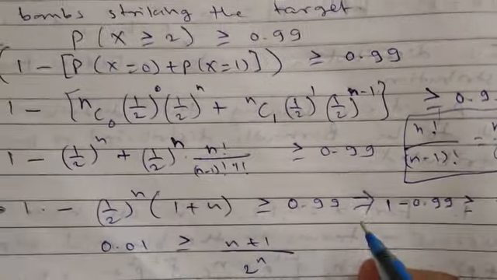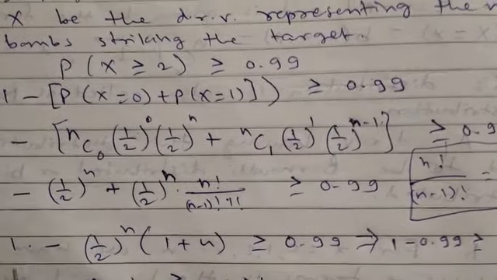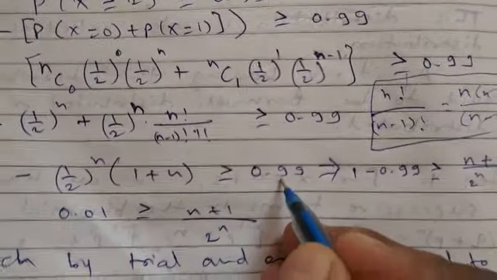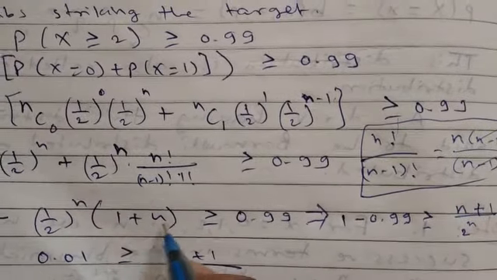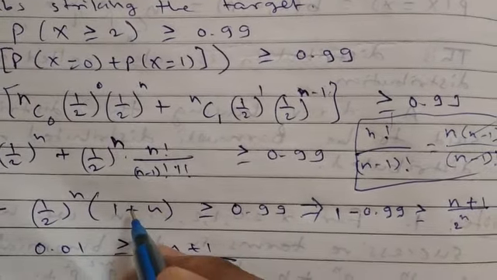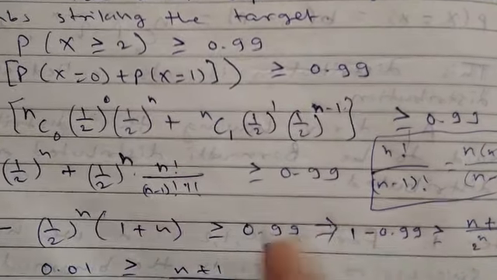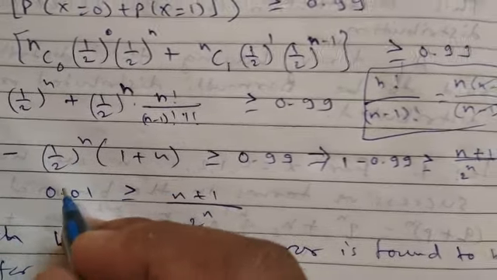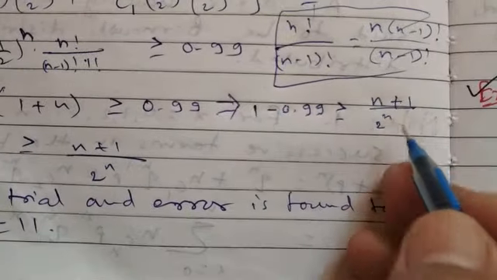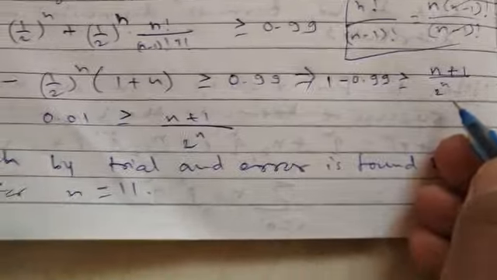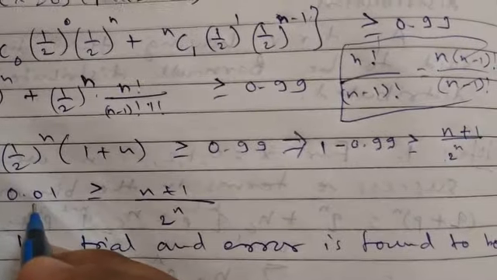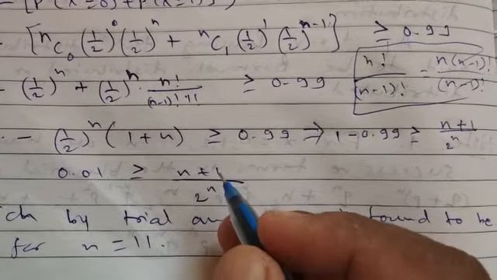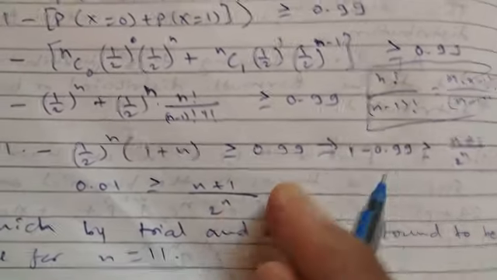So this implies we will take this term to this side and this term to the right hand side. So 1 minus 0.99 is greater than or equal to (n plus 1) into (1/2)^n. So n plus 1 by 2 raised to n. So this implies 0.01 is greater than or equal to (n plus 1) by 2^n. So we have to find out the value of n which satisfies this relation.